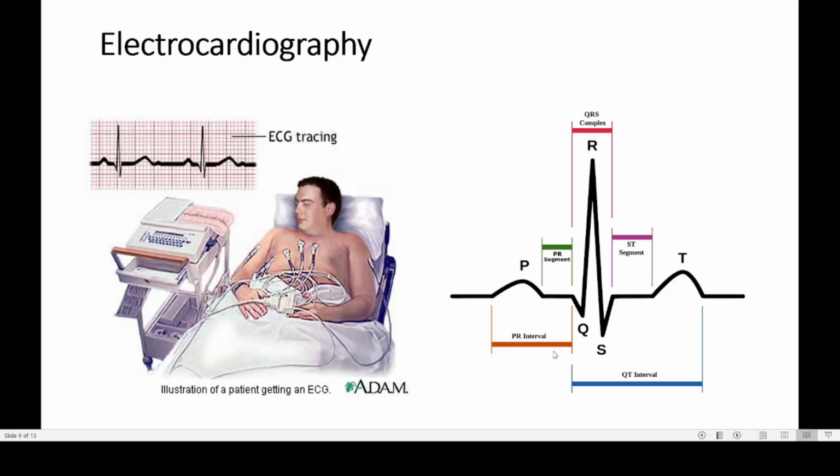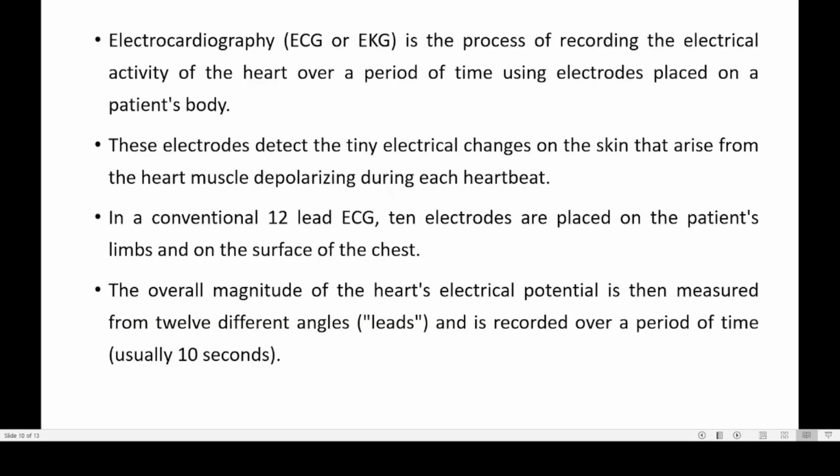The paper that you are seeing here is known as the electrocardiogram, and the entire procedure is known by the name electrocardiography. It's simply that the paper record is known as electrocardiogram, and the procedure is known as electrocardiography. We have to understand what electrocardiography is and its importance. It is a process of recording the electrical activity of the heart over a period using electrodes placed on a patient's body. That is the definition of electrocardiography.